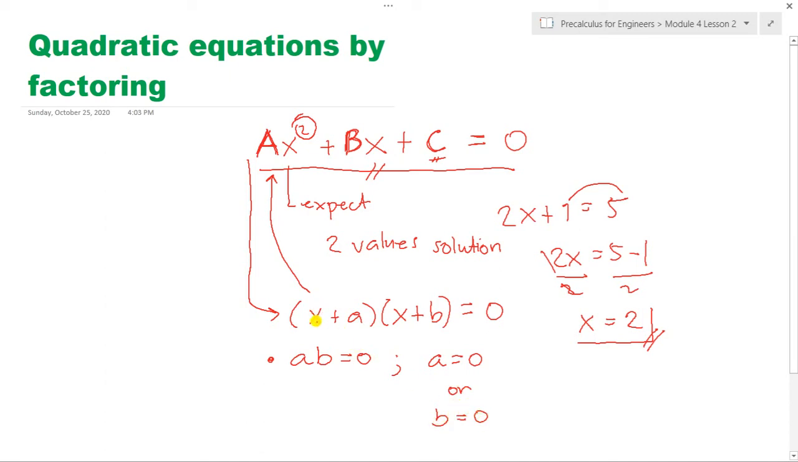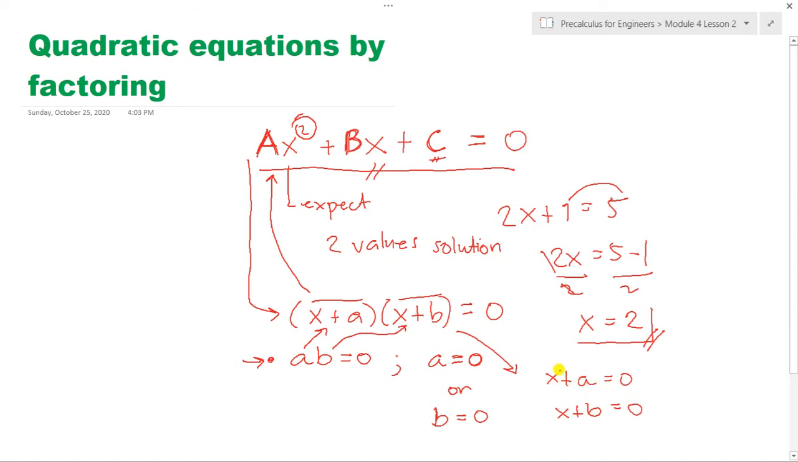Let's consider that a is equivalent to x plus a and b is equivalent to x plus b. Therefore, we can equate x plus a to 0. Because by this rule, it follows that a could be 0 or b could be 0 or both. So we can equate these two factors: x plus a is equal to 0 and the other one, x plus b is equal to 0.